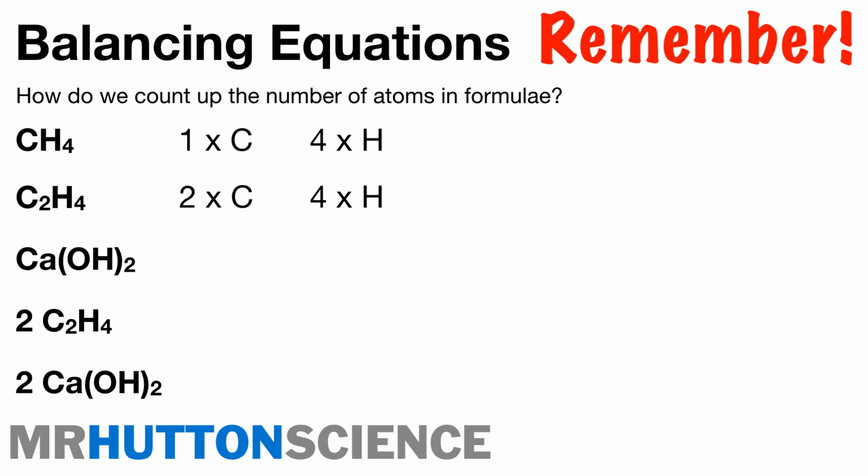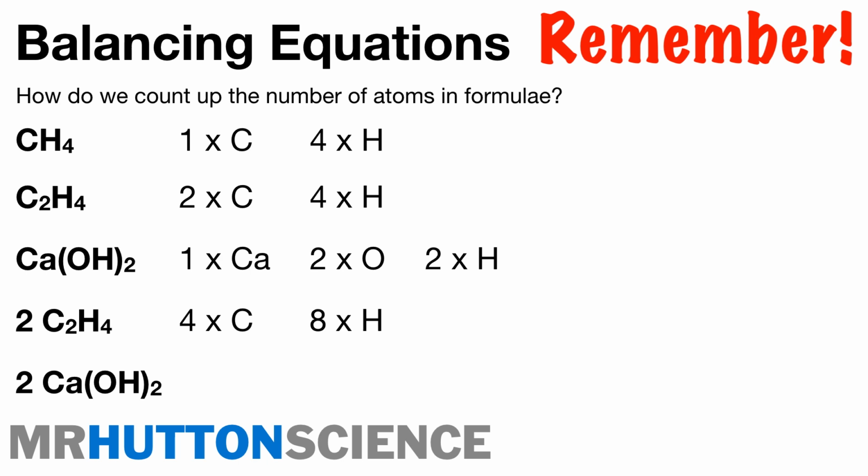The next one down, we've got Ca(OH)2, so calcium hydroxide. The OH is in brackets with the 2 outside, so that means everything in the brackets is multiplied by 2. So we still only have 1 calcium, but we have 2 oxygens and 2 hydrogens. The next one we've got is 2 C2H4, so that means 2 lots of C2H4. Therefore, we'll have 4 carbons and 8 hydrogens.